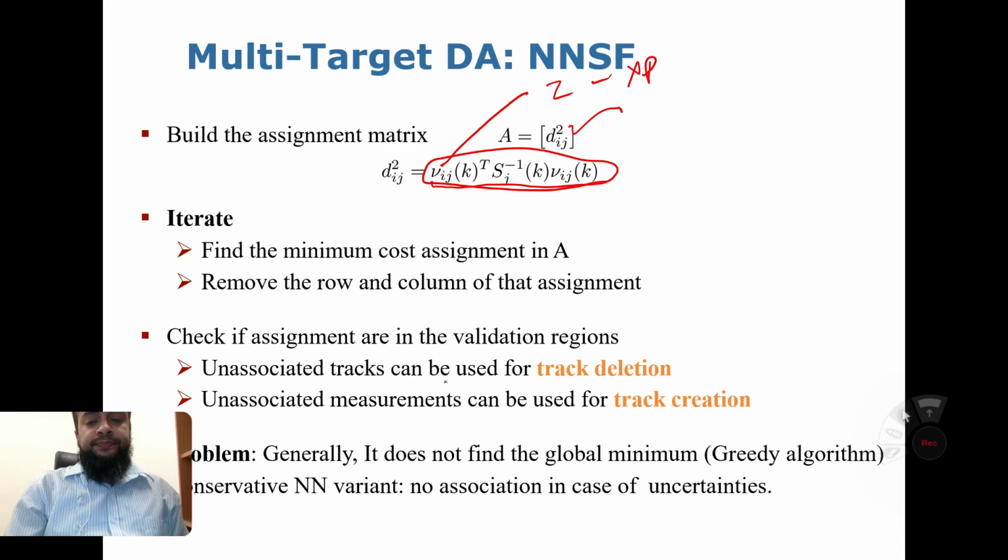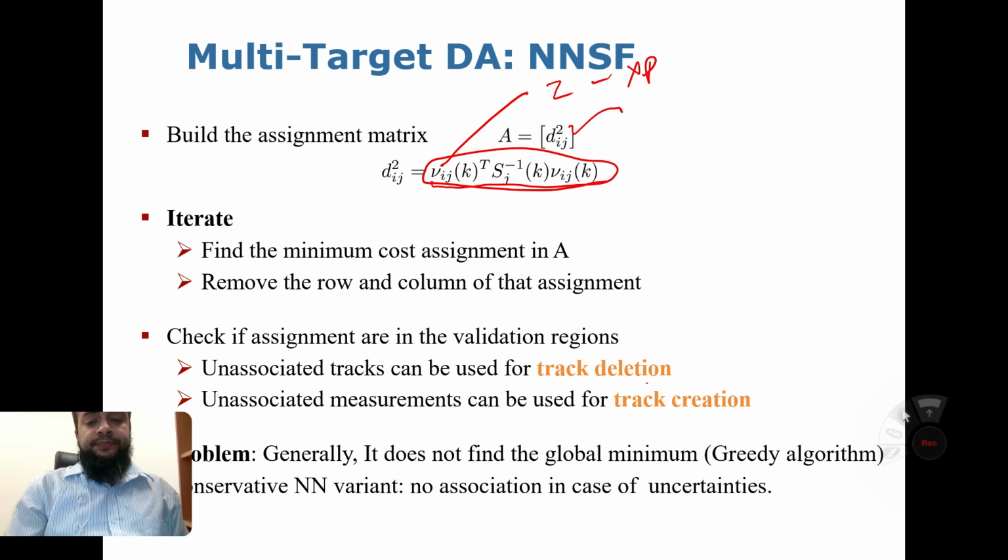Unassociated tracks can be used for track deletion. This means suppose a few measurements could not be associated because they are far away from the validation gate, or they lie outside it. And some unassociated measurements can be used for track creation, meaning they are newly initialized.